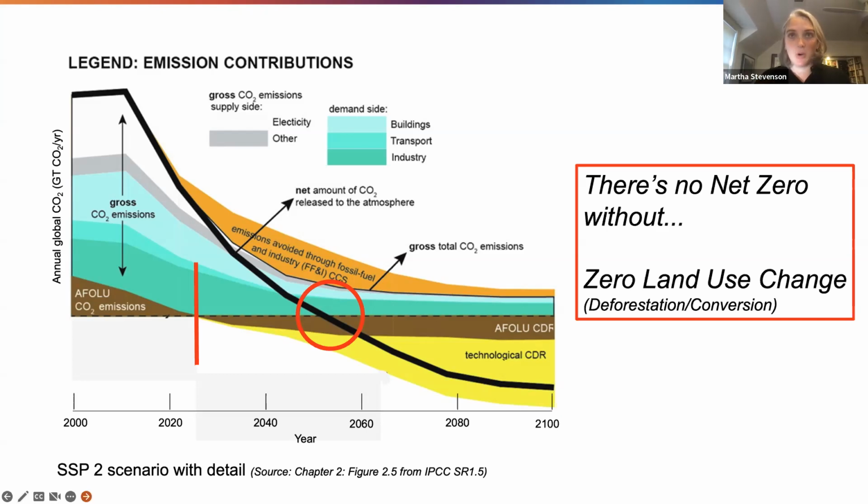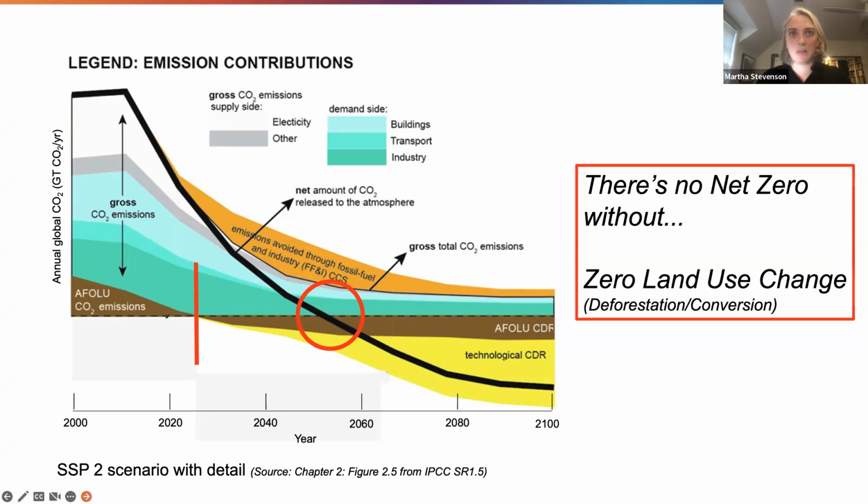So we know this is really important. We know that emissions and land use change of all kinds are intimately connected and really needed to keep 1.5 degrees on the table. So we like to say that there's no net zero without zero land use change.